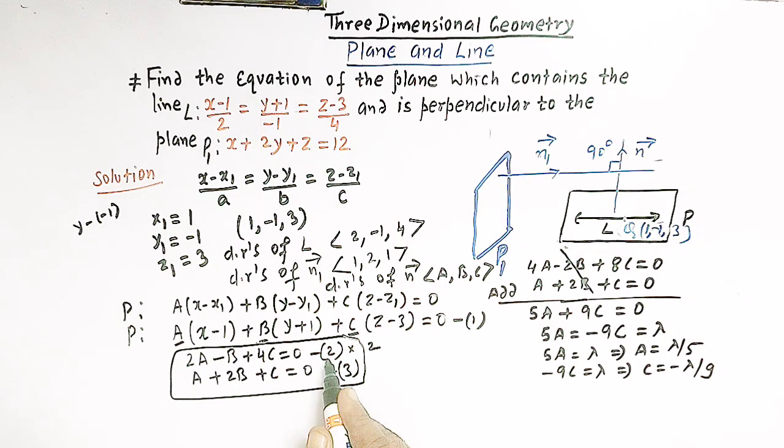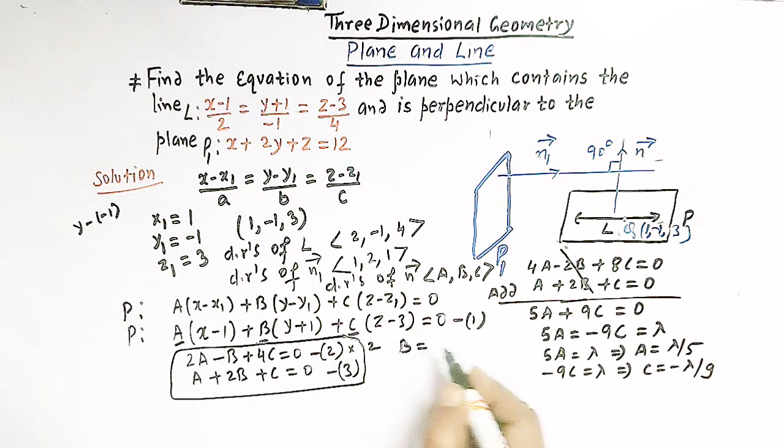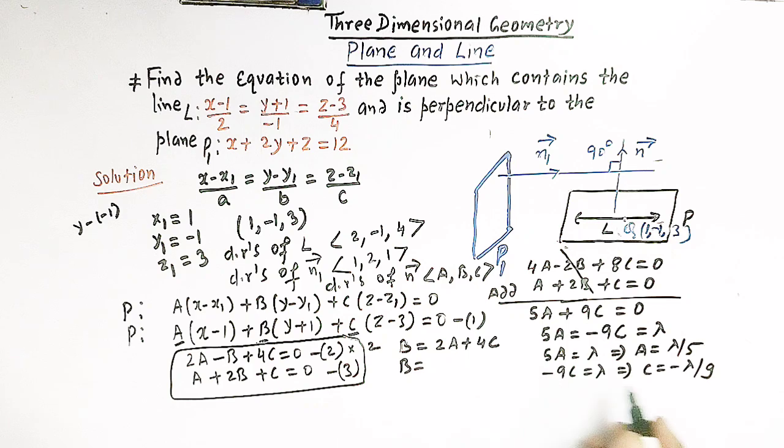So now from equation 2, we can write the value of b equal to 2a plus 4c, right? So taking minus b to the right hand side, we have 2a plus 4c is equal to b. So now substituting a and c in this equation, we have 2 lambda over 5, and then here we have minus 4 lambda over 9. So let us solve this expression.